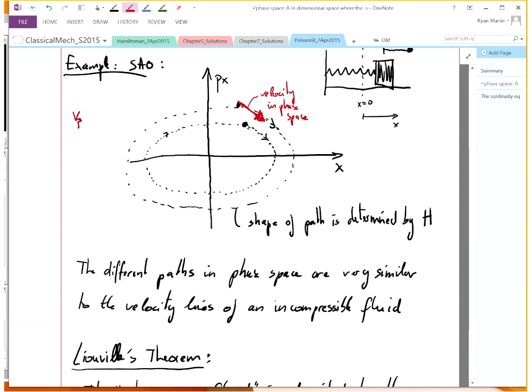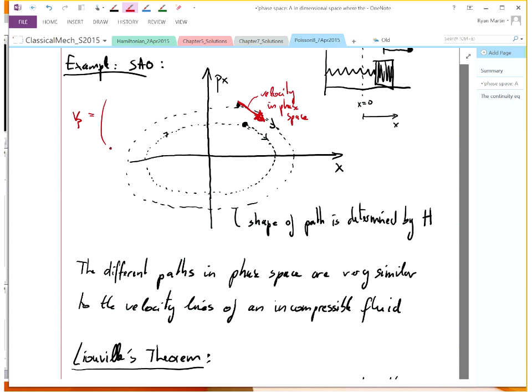So let me call that, maybe I'll call it VP, because P is for phase space. The components of that velocity vector, it has two components, right? It has a velocity component in the x direction and a velocity component in the px direction. So it's a very abstract concept, right? But you can always think of this as just a fluid in x and y.